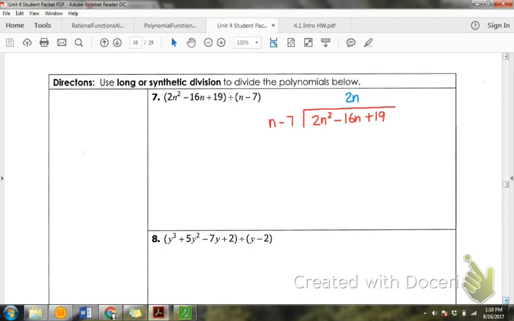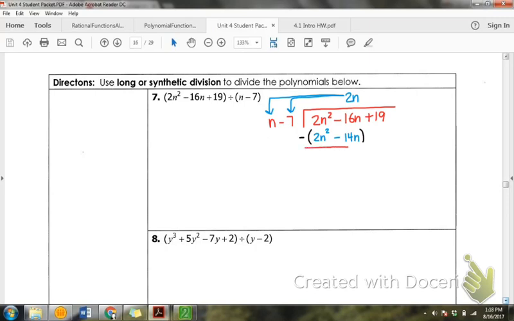All right, so now when we multiply 2n times n, it gets multiplied by both of them. What's 2n times n? 2n squared, so that's going to go underneath the 2n squared. And then we have to do 2n times the negative 7, which is negative 14n. All right. Now what do we have to do? Subtract. Put this in parentheses and subtract. Be really careful about that.